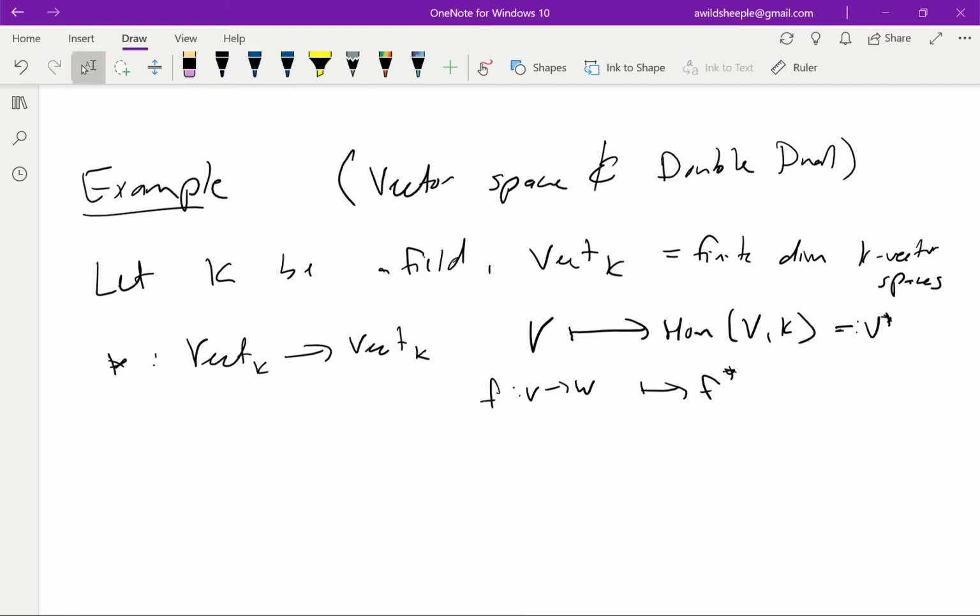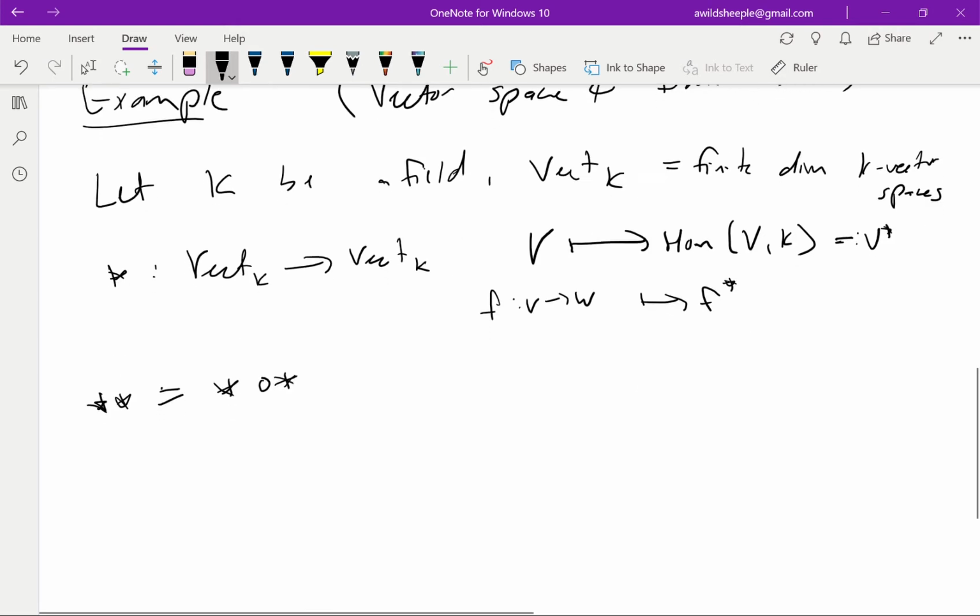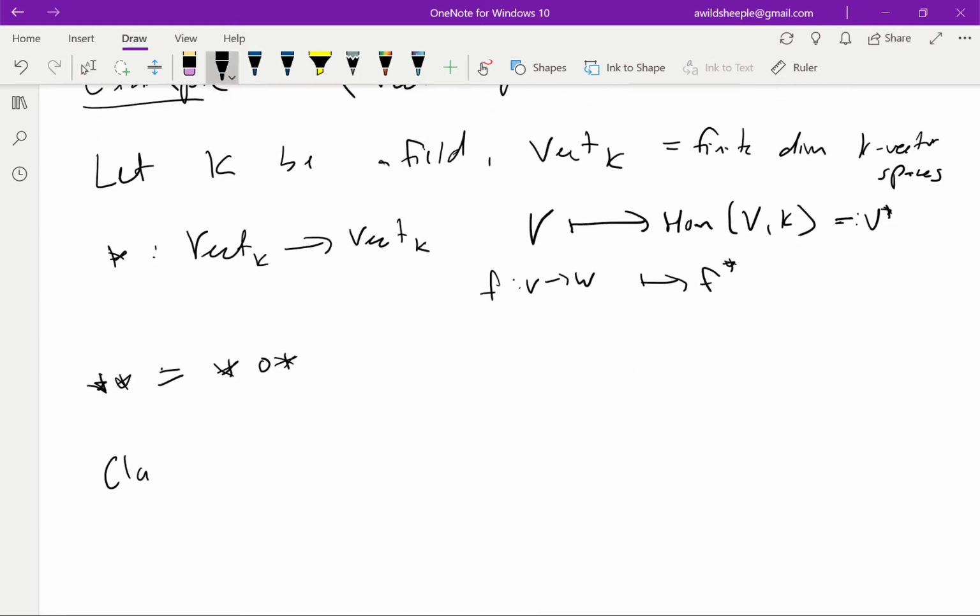And then, of course, we can do this twice to produce the double dual functor, which I'm not going to write out, but I'll just write star compose star. I think we all know what this means. So now what I claim is that there is a natural transformation from the identity functor, in other words, the functor on vector spaces that does nothing, to the double dual functor.